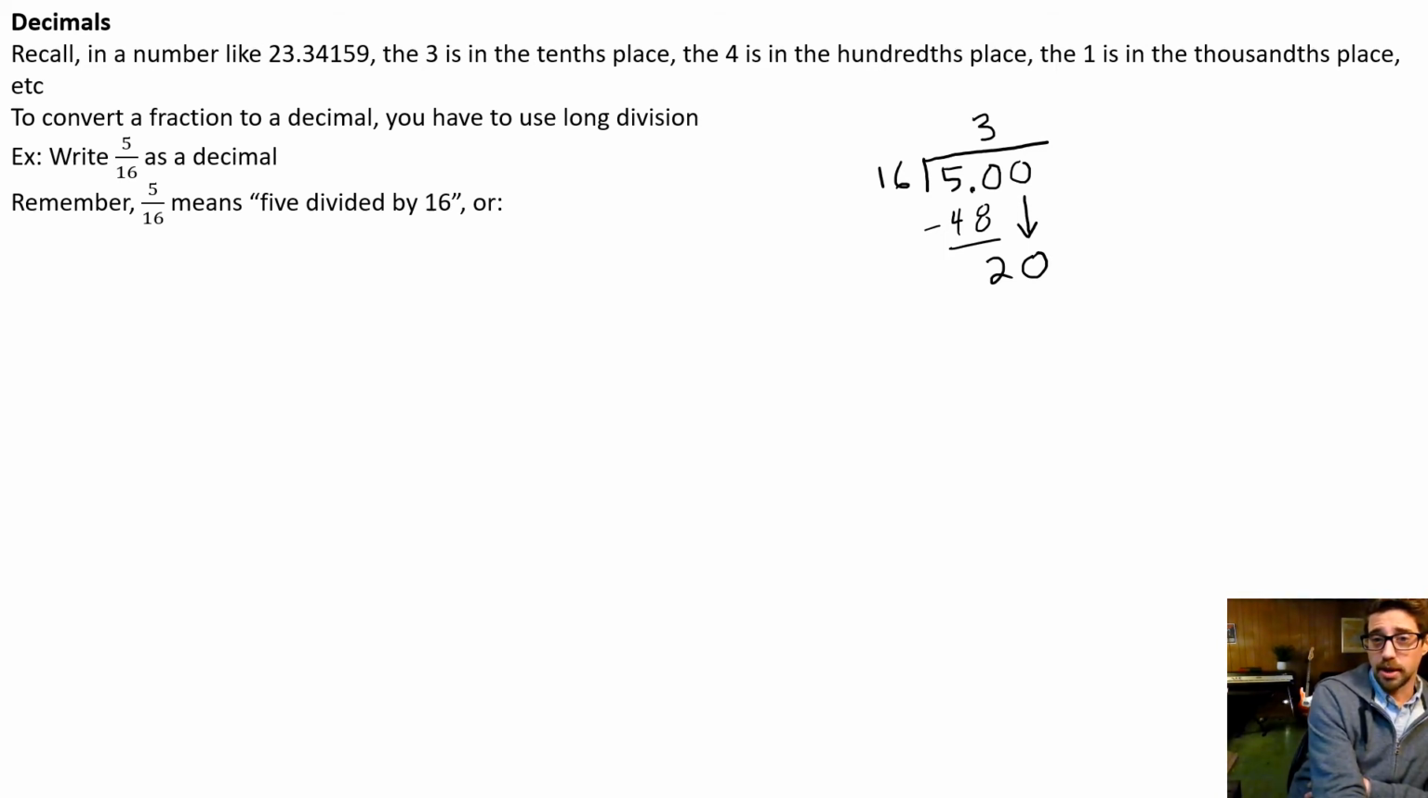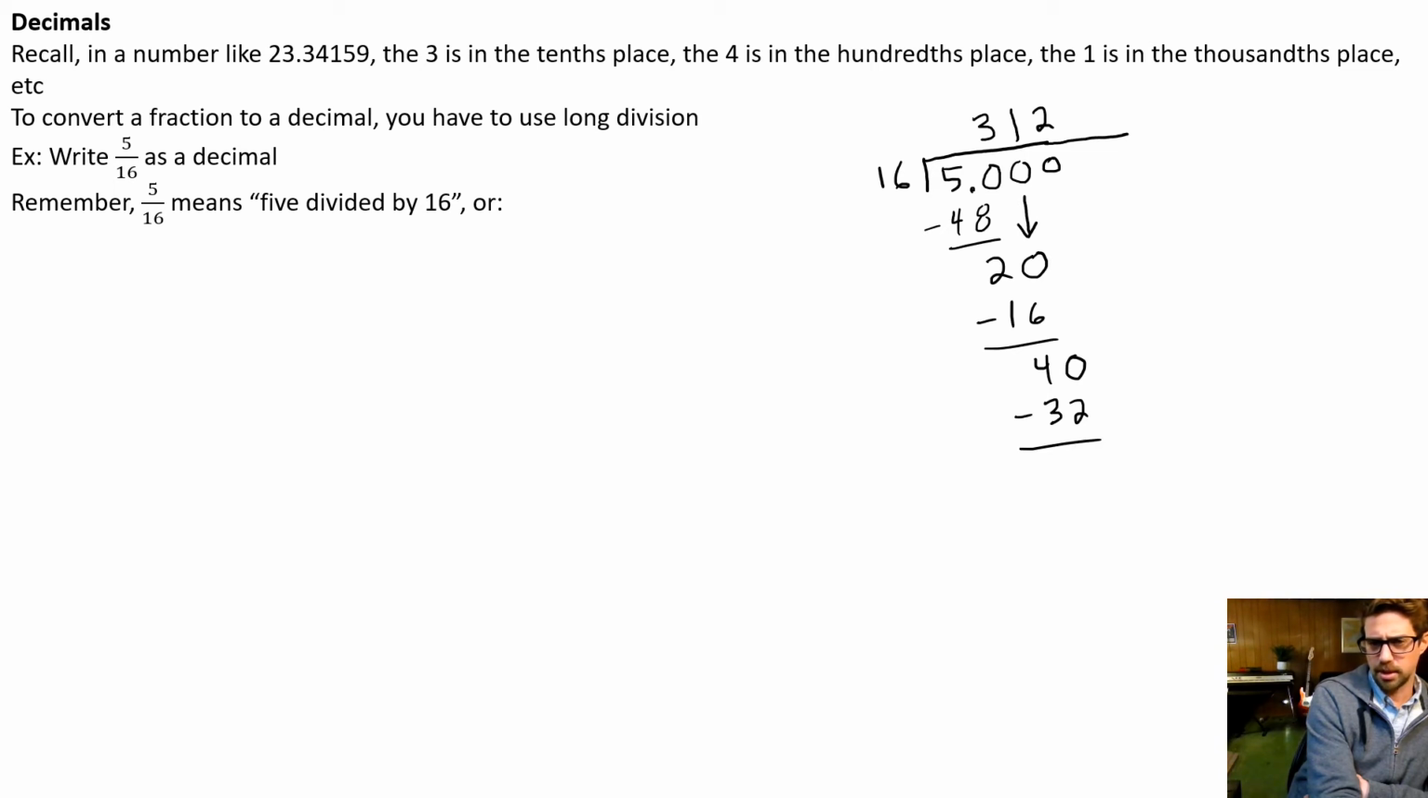16 goes into 20 one time. So this is going to be a 1. My dot disappeared again. 1 times 16 is 16. You subtract again, you get 4. We're going to bring down another 0. I don't want to do the whole big arrow thing because it'd get messier. So that 0 came from there. Now we're going to need a little bit more of a divider bar here. 16 goes into 40 2 times because 16 times 2 is 32. So the 32 goes here.